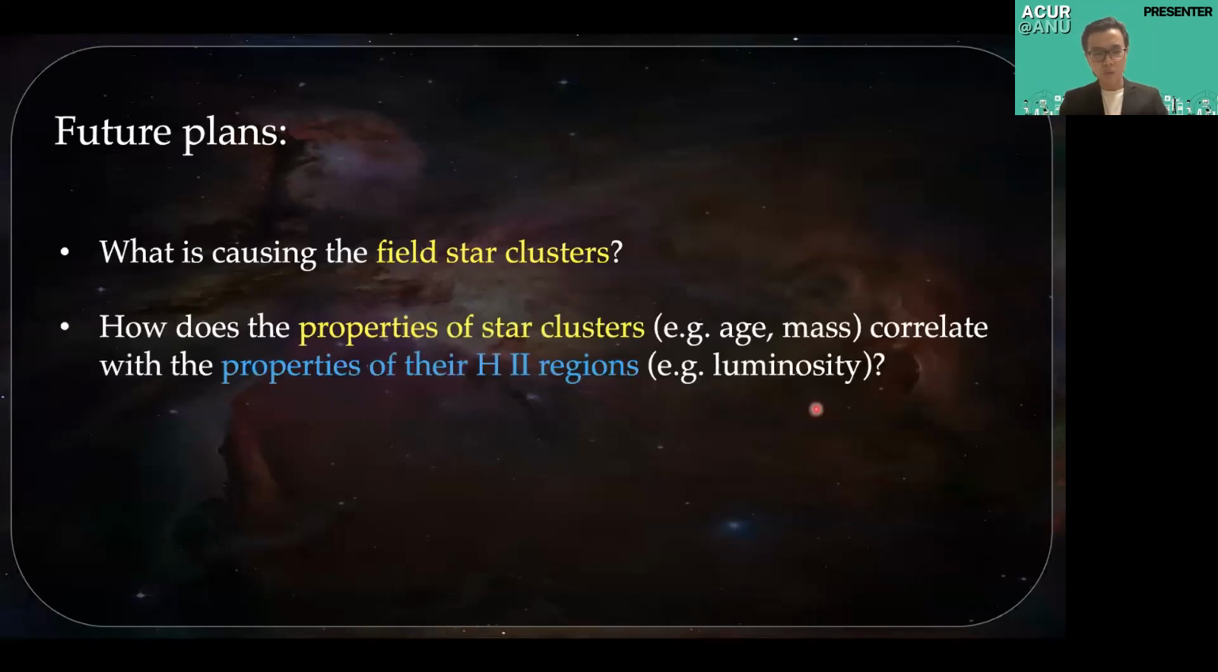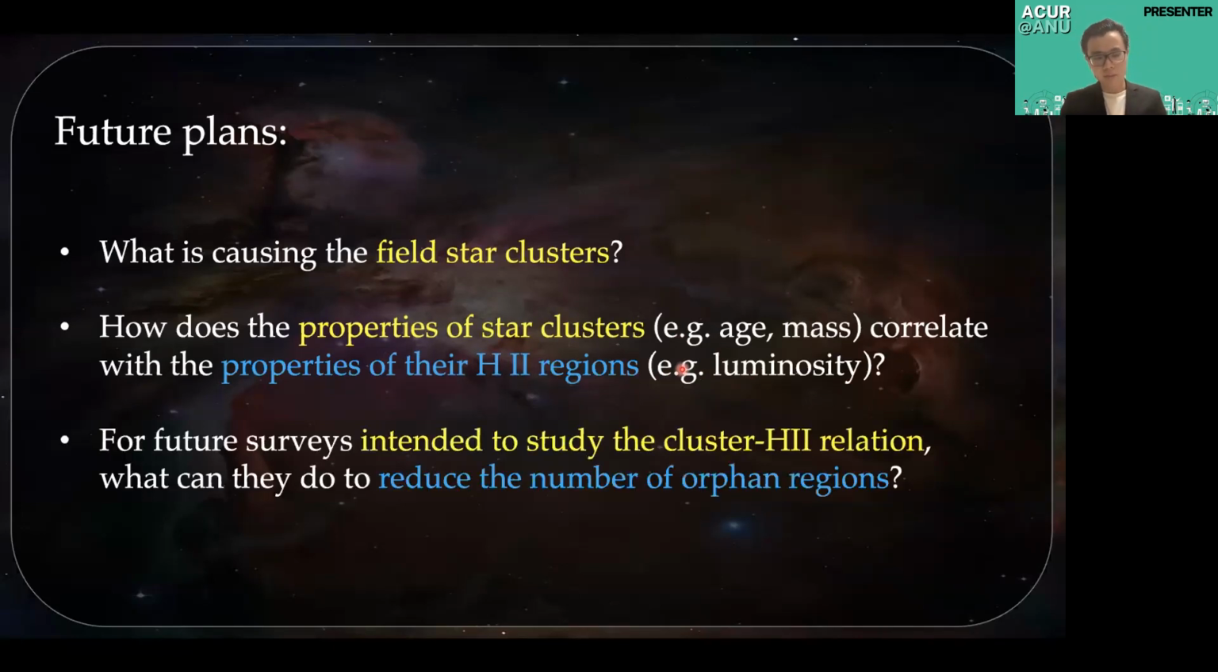And then what we can do next is understand how these properties correlate with the H2 regions. For example, we can see if younger star clusters have brighter H2 regions, and how we can correlate them. And then finally, we hope to help the future surveys that intend to study this relation. We want to see what we can do to reduce the number of orphan regions, because if we're seeing 60% of H2 regions not having any star cluster, then if surveys in the future would want to do something like this, it's not quite reliable, so to say.